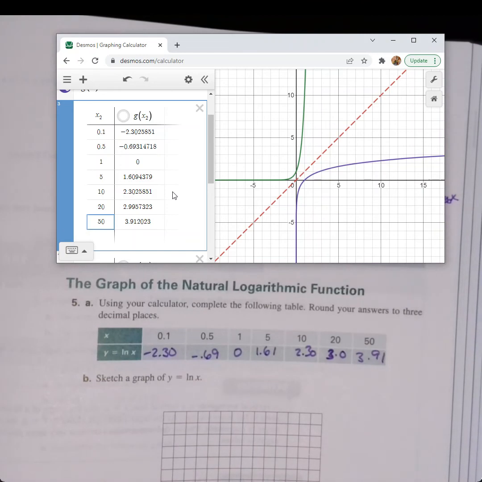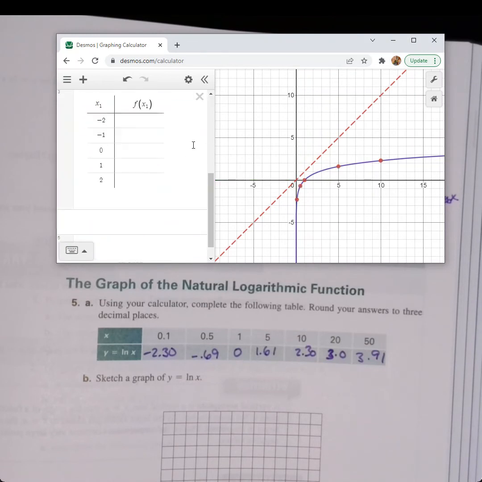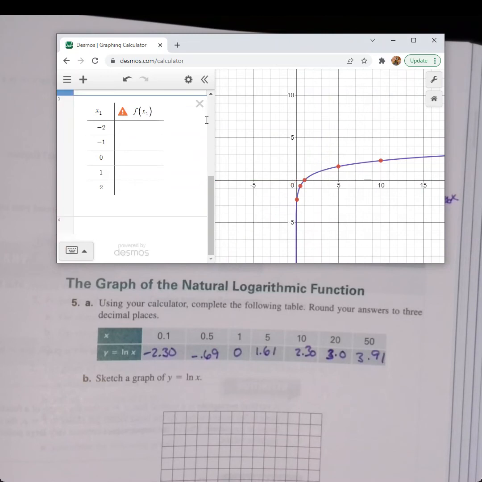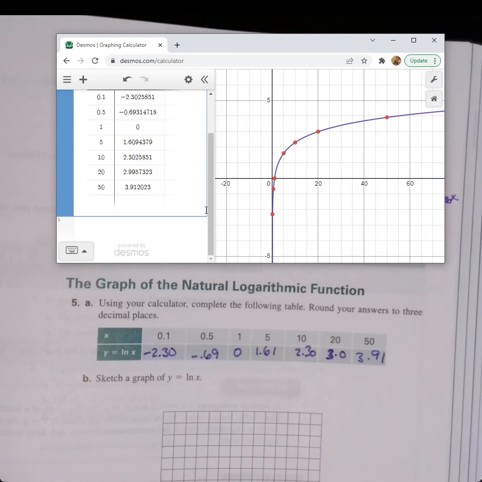Sketch the graph. Okay, I got to get rid of some of my other graphs. All right. So there's this graph.